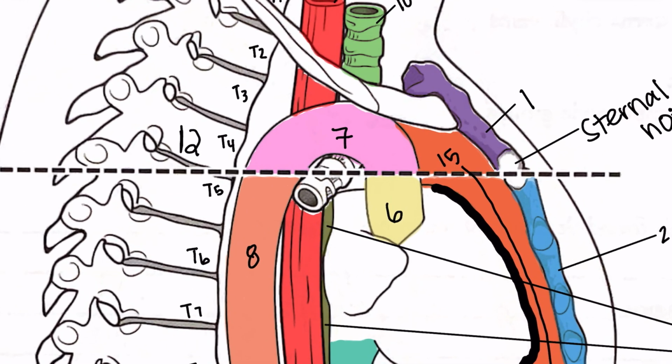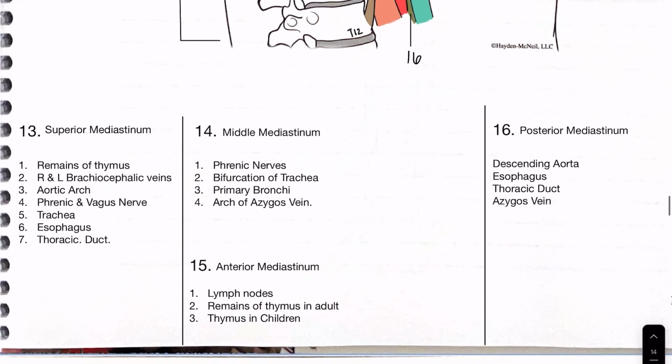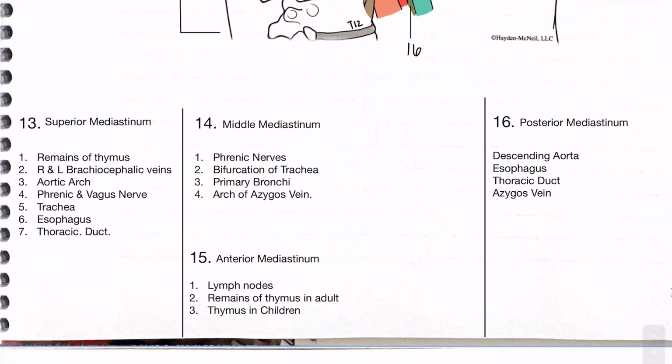Number 14, you have to imagine it's this gap that's included right behind this aortic arch. And the reason I say that is because of my fancy table right here. So these are all the things that are included in the mediastinums. Number 13 is that superior mediastinum, right? So you have remains of the thymus. You have both the right and the left brachiocephalic veins, the aortic arch, phrenic and vagus nerve, trachea, esophagus, and thoracic duct.